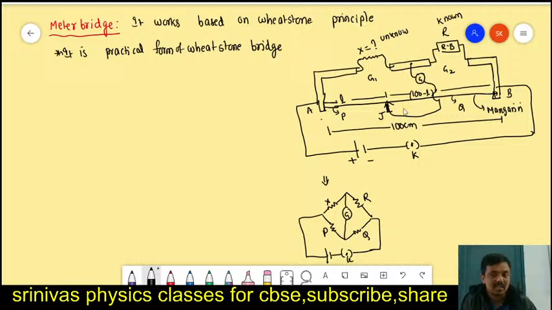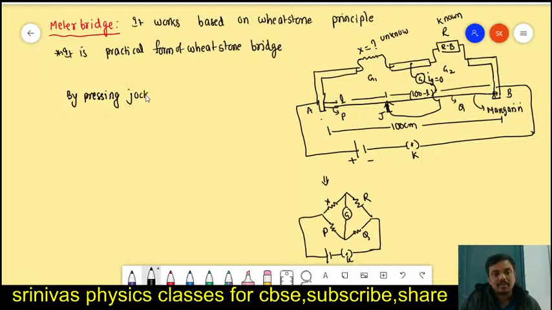That means P changes. When P changes, automatically Q also changes, because when you press the jockey here, left side wire length is increased, right side wire length is decreased. That means Q decreases. Like this, by changing the values of P and Q, you adjust the galvanometer deflection as 0. When the current of the galvanometer is 0, it follows the Wheatstone bridge principle.